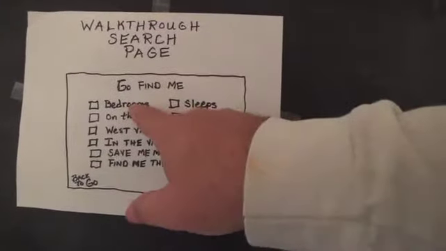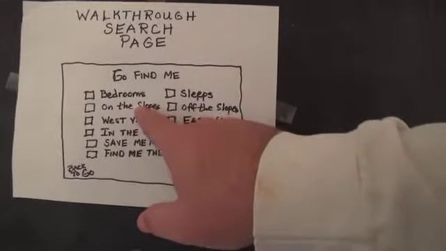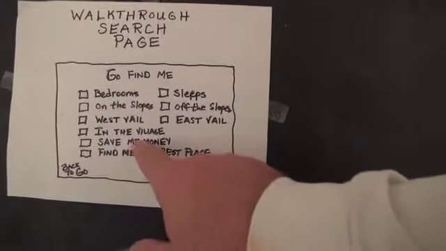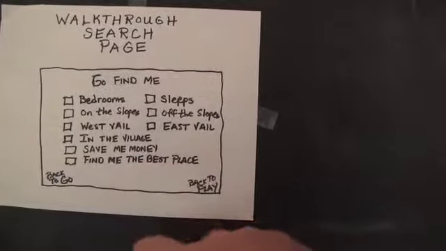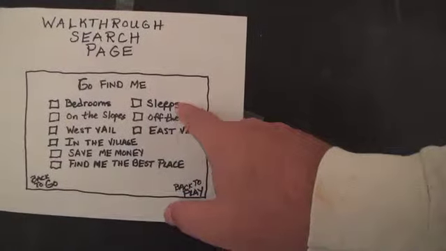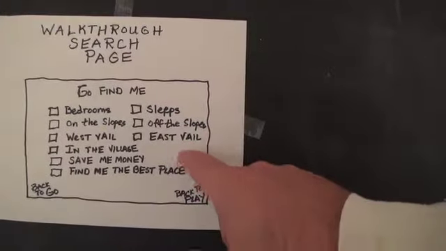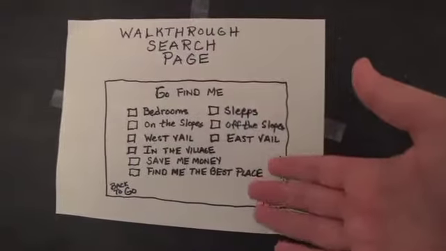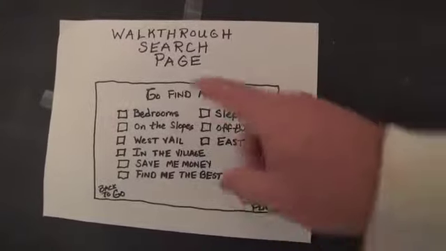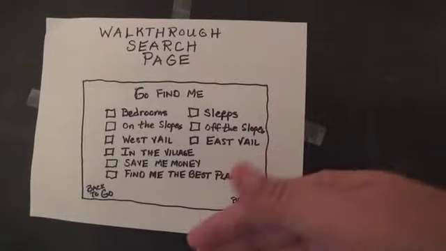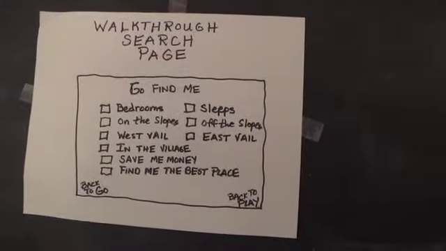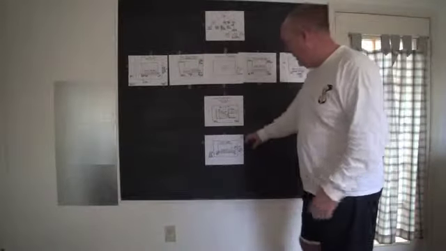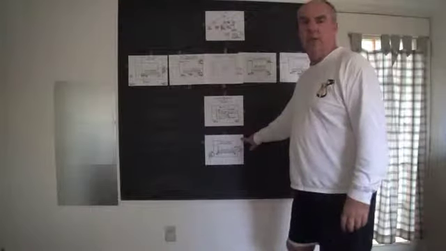But you know, you've got your number of bedrooms, and you've got on the slopes, West Vail, in the village, save me money, find me the best place, sleeps, off the slopes, East Vail. So again, I don't know exactly what these are going to be, but right now I'm just giving you an idea that once they click all these, then they'll go to the stay page with the window with the viewer. And so now that's the search page. Let's go ahead and look at the window that they would go to.